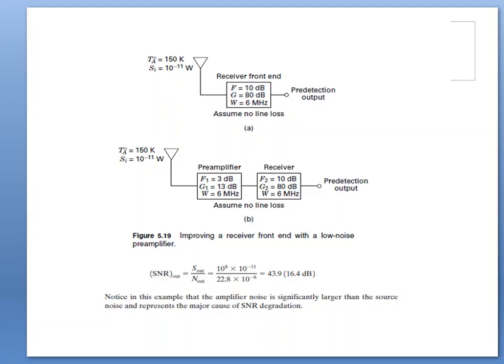Improving the receiver front end with a low noise pre-amplifier. And after that we find out the value of SNR out, that is S out divided by N out. You will get 43.9, that is approximately equal to 16.4. So here we notice in this example that the amplifier noise is significantly larger than the source noise and represents a major cause of SNR degradation. That is the outcome of the above problem.